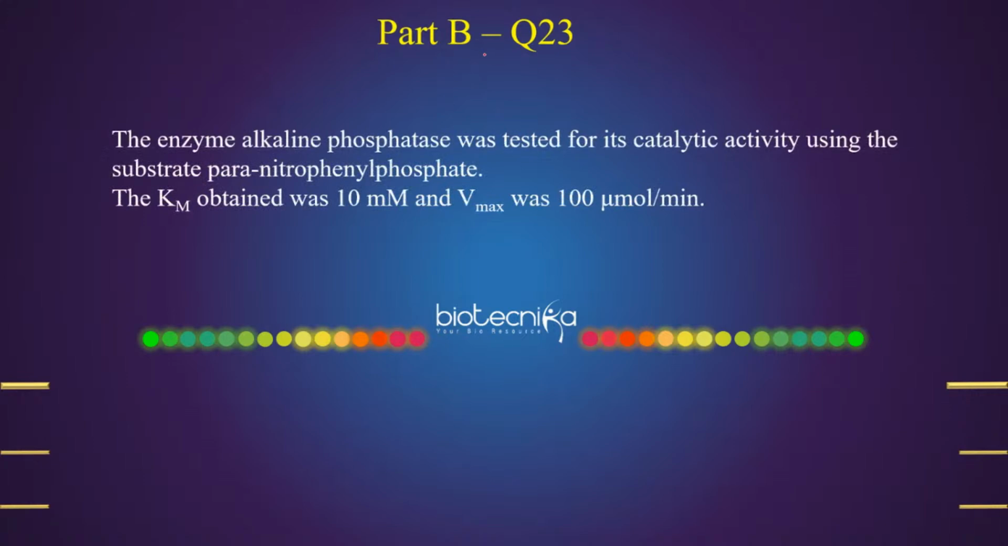Okay, next question. Again, it's Part B, question 23. The enzyme alkaline phosphatase. Okay, a numerical question from enzyme kinetics. It was tested for its catalytic activity using the substrate paranitrophenyl phosphate. Basically, this information is not required. All you have to know is what was the Km and what was the Vmax. So Km is given as 10 millimolar, whereas Vmax is given as 100 micromolar. So unit conversion will be required.